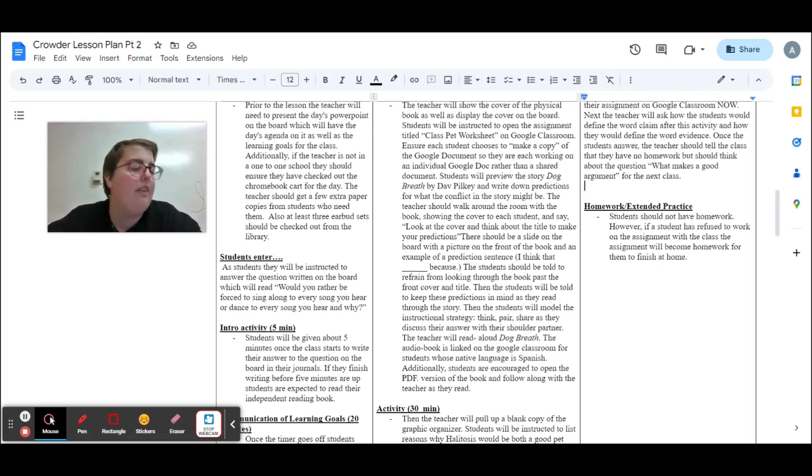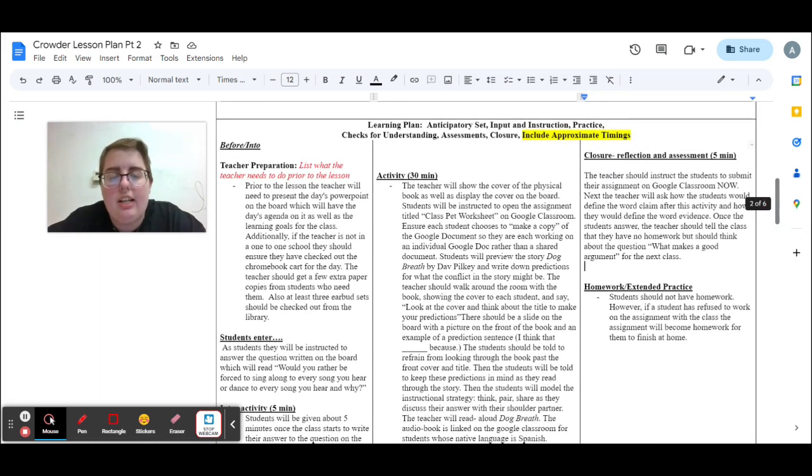They're having concrete experiences. The concrete experience is the bell ringer. That would-you-rather question is a concrete experience because they are experiencing it for the first time. They just don't really know the vocabulary or what it's called yet. And then abstract conceptualization is the wrap-up activity.